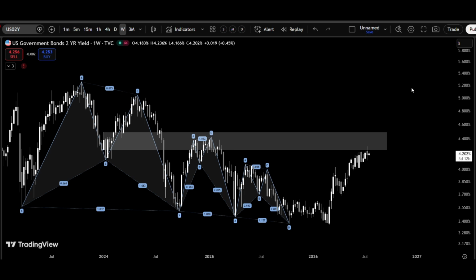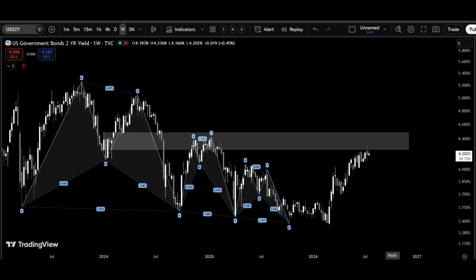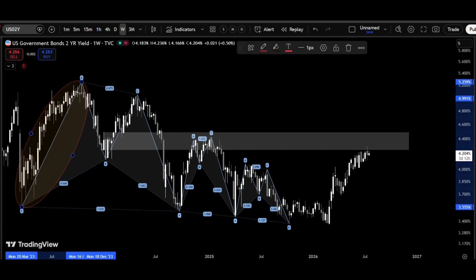Welcome. Let's take a look at the U.S. 2-year Treasury bond yield on the weekly time frame. I want to draw your attention to the beautiful contraction that price has been forming since March 2023. The Cypher patterns it creates are fractal copies of one another, continuously replicating while accumulating tremendous amounts of energy.